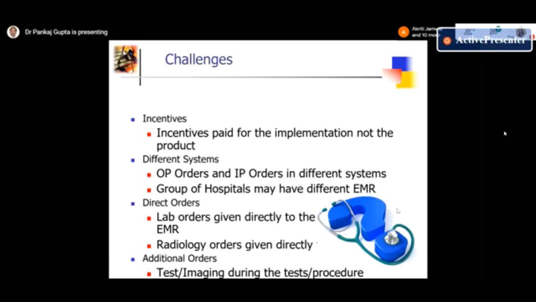The radiologist then and there gives an additional order, and that doesn't go through the system. That just gets executed. So then it's again not in the larger system, right? So these are challenges, practical challenges.